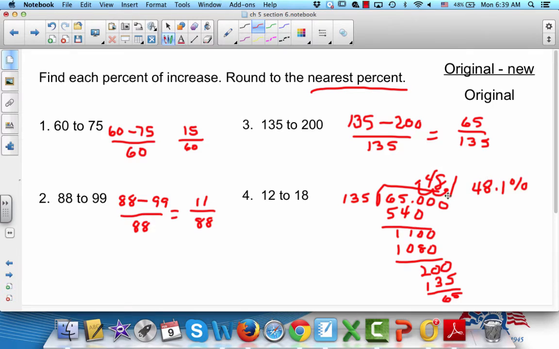We get 48.1%, but we're told to round it to the nearest percent, which is right here. So we look at this one. If it's 4 or below, we leave it like it is. So that means we've got 48%. Is that what you got? Did you remember to round? Let me erase this.